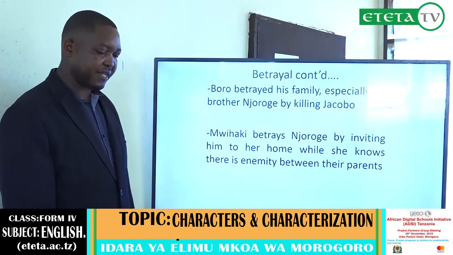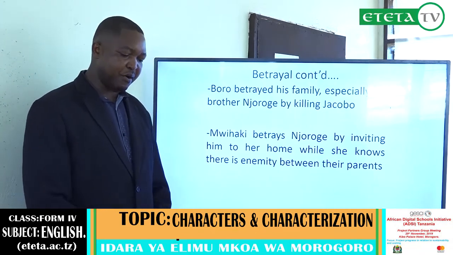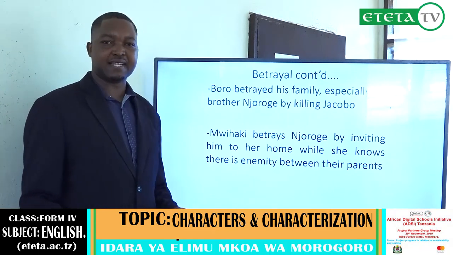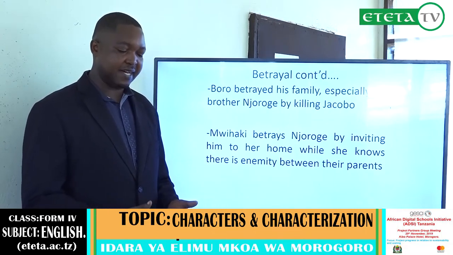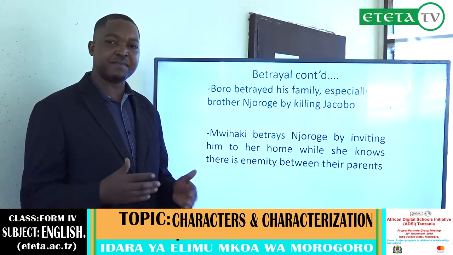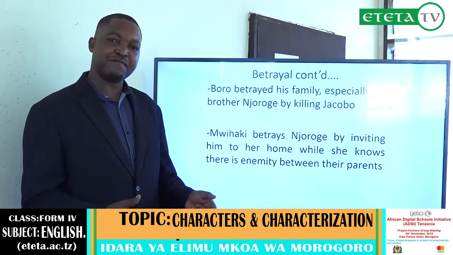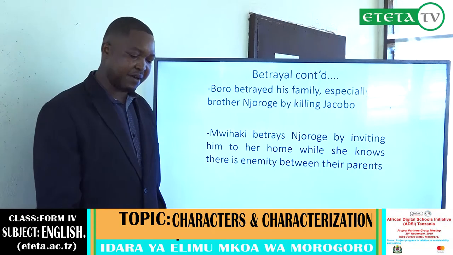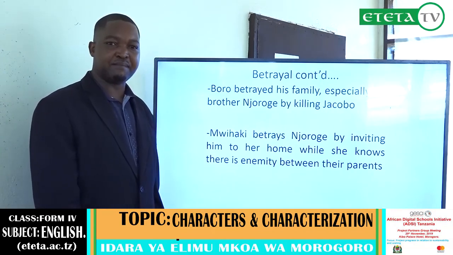Mwihaki betrays Njoroge by inviting him to a home where she knows there is enmity between their parents. She was not supposed to invite him, because she exactly knew there was enmity between the two families. By inviting your enemy to your family, that is betrayal. So Mwihaki betrays Njoroge by inviting him to her home while she knows there is enmity between their parents.